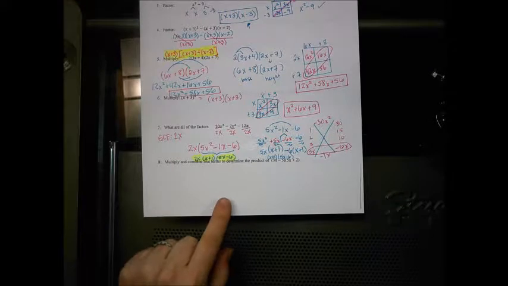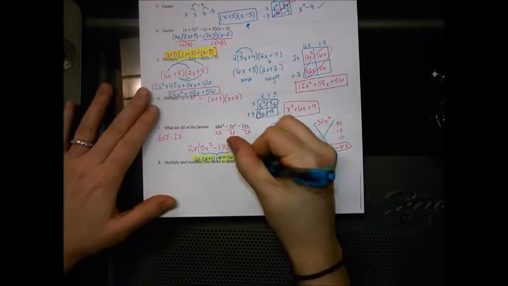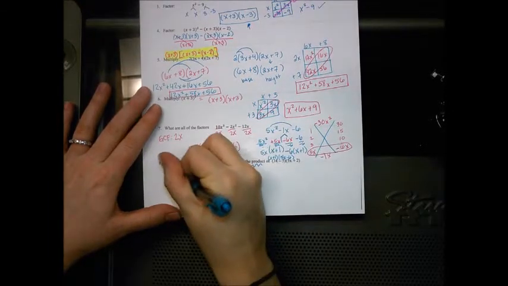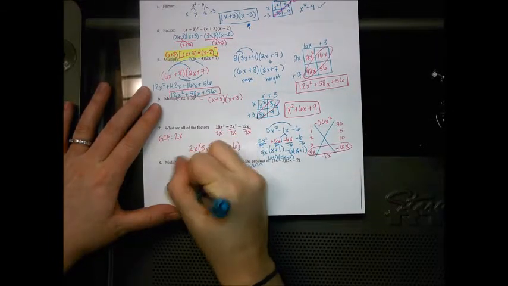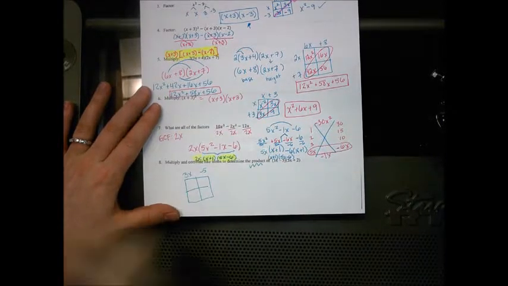Number 8, multiply and combine like terms to determine the product. Product means multiply, so I'm going to do base times height. My base is 3x minus 5. My height is 5x plus 2.